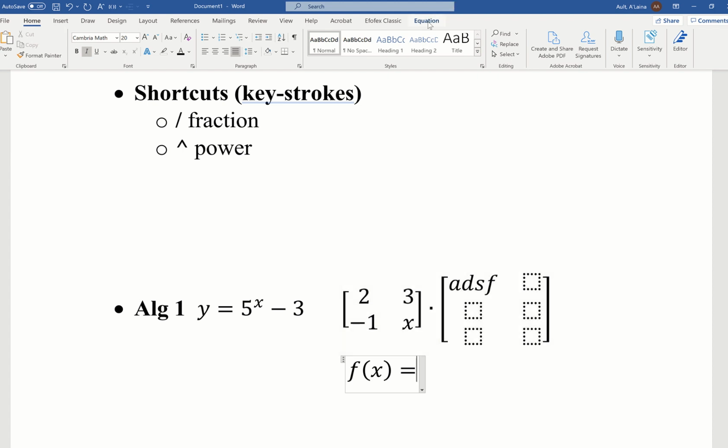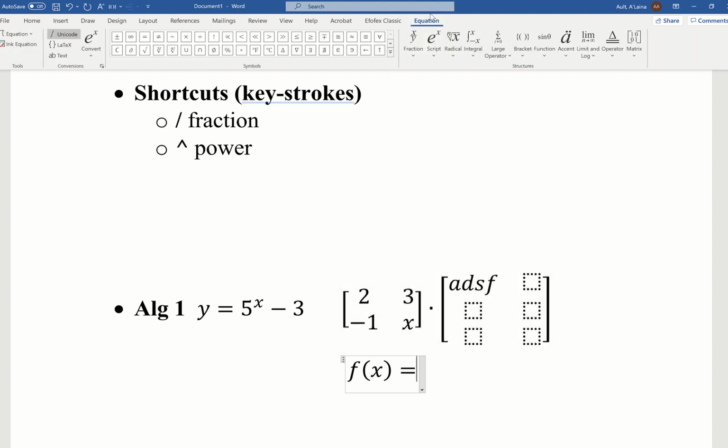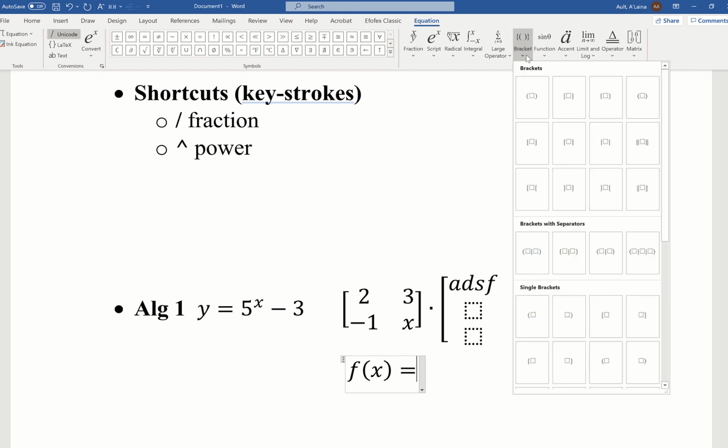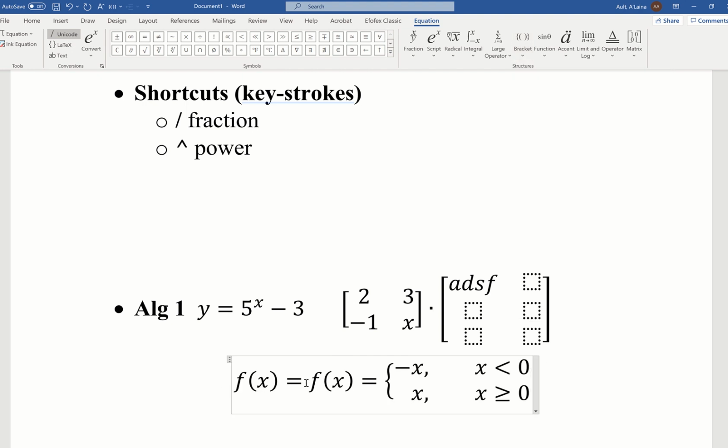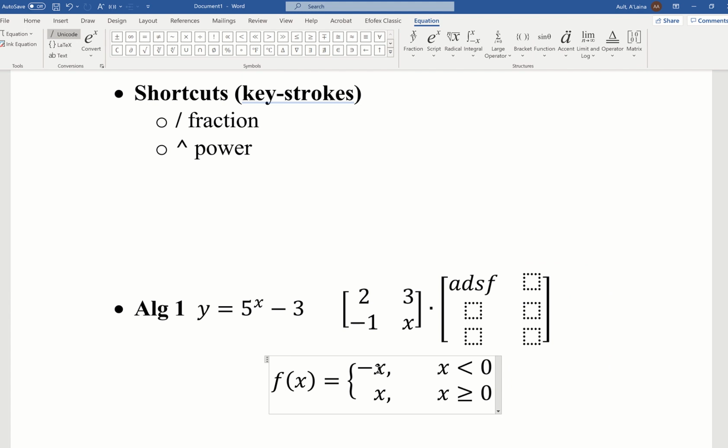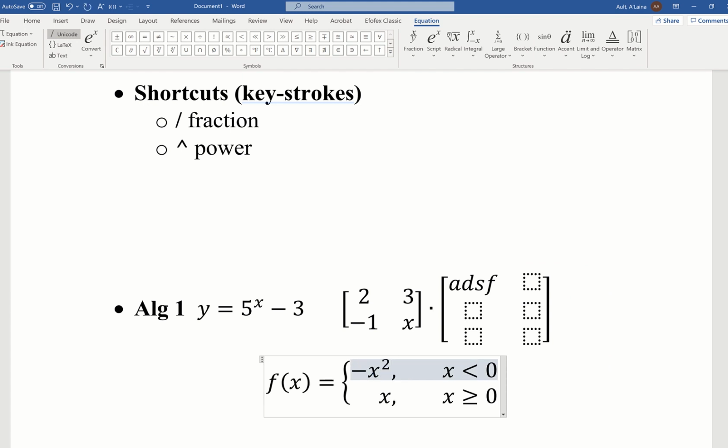piecewise function, sometimes this may not be the window, so you might have to click it again if you've been outside of it. I'm going to do under bracket. Oh, actually, I think, yep, I can do these stacks and cases. Maybe I just want a certain one. This one's actually kind of nice. I forgot that I could have done that, and that actually already puts in the f of x. And then what I can do is I can change this. Maybe I wanted this to be x squared, negative x squared. Maybe I wanted this to be the absolute value of x.